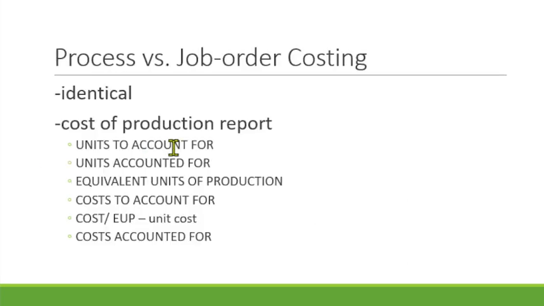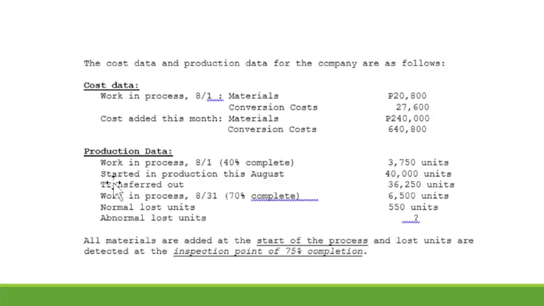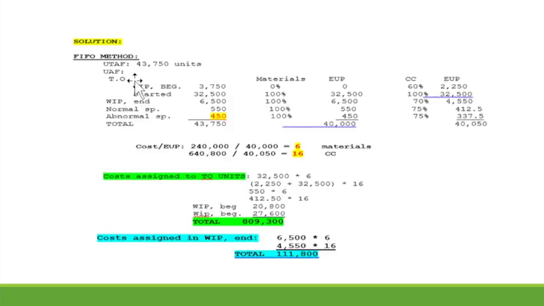Okay, next. Units to account for is 43,750. Now, units accounted for. Here we break down this 43,750. What is the breakdown of the units accounted for? It's what is in the problem: the transferred out, work in process, normal loss, and the abnormal loss units. Just write them one by one first: transferred out, work in process ending, normal spoilage, and abnormal spoilage. Spoilage refers to the loss units.